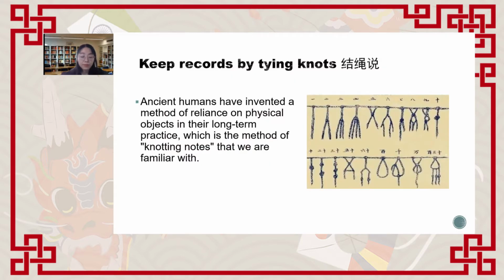At first, ancient men invented a method relying on physical memory in a long practice. That is, the knotted rope method to remember things. Many ancient Chinese documents have records on knotted rope, how to tie a rope and remember things.